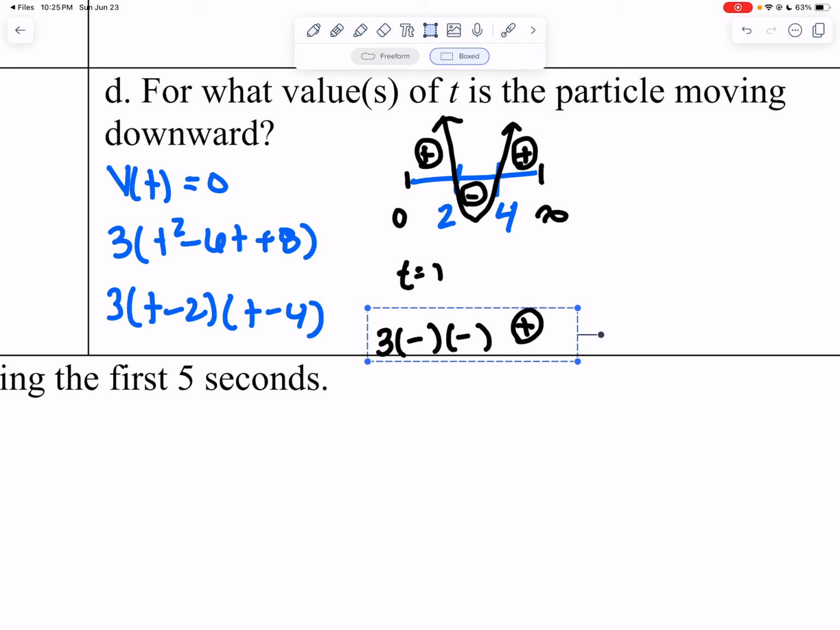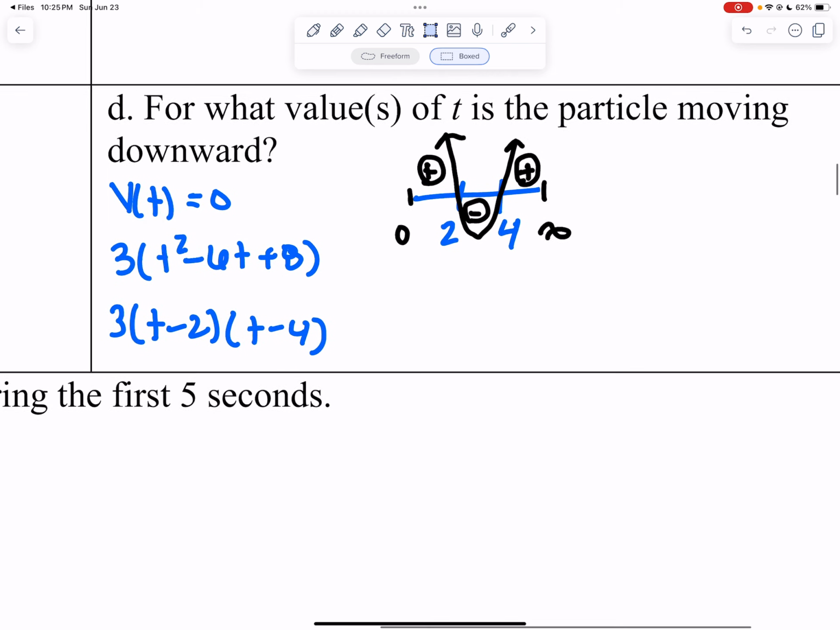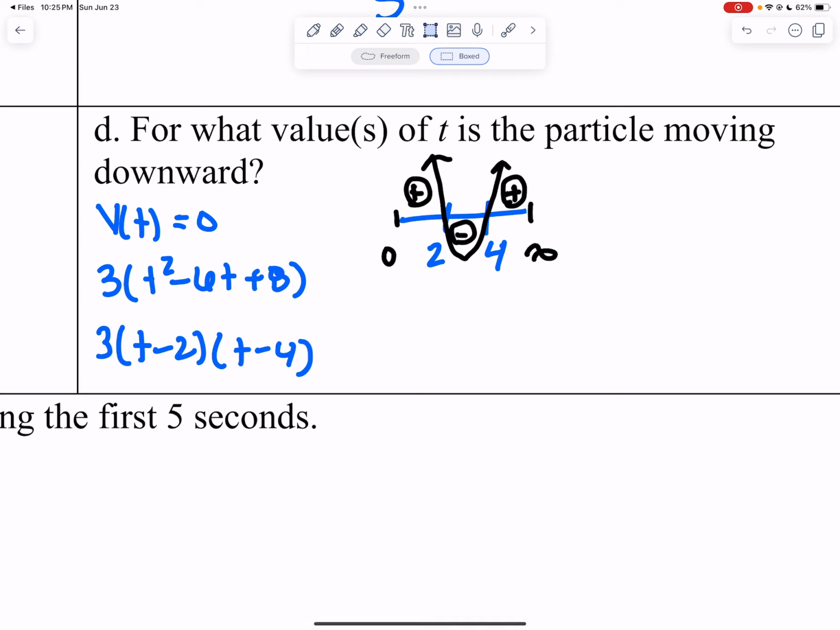Likewise, if I pick an arbitrary value, let's say 3, I should get a negative answer. So I have 3 minus 2, which is going to be a positive value. 3 minus 4 is going to be a negative value. So that's going to give me a negative, because a positive times a negative is going to give me a negative. Likewise, you could do the same thing for 4 to infinity, but I'm not going to do that. But for now, I'm going to use a shortcut. If I know what the graph looks like, then I'm going to be using what the graph looks like, because that's going to save me a bunch of time instead of evaluating 1, 3, and 5.